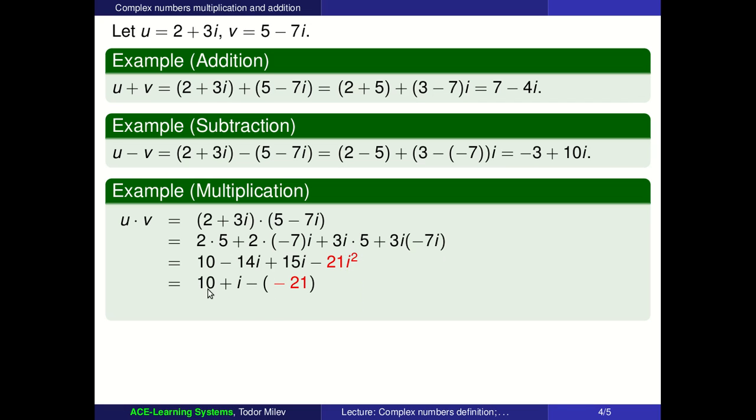So I'm getting 10 plus 21 plus i. And now 10 plus 21 is equal to 31. So finally I get 31 plus i. That's it. I carried out my complex number multiplication.